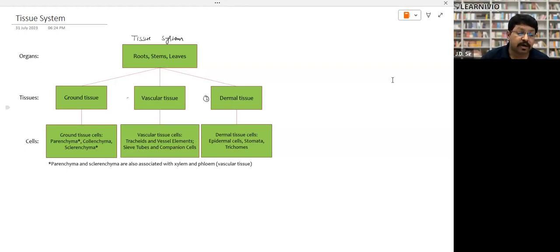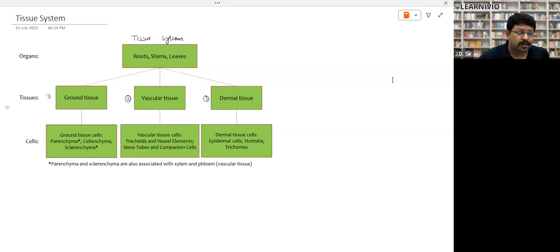Then come to the vascular tissue. What are the vascular tissues? Vascular tissues are basically xylem and phloem. Their function is conduction of water and food. Xylem and phloem we have already discussed in detail: tracheid, vessel element, sieve tube, and companion cell.